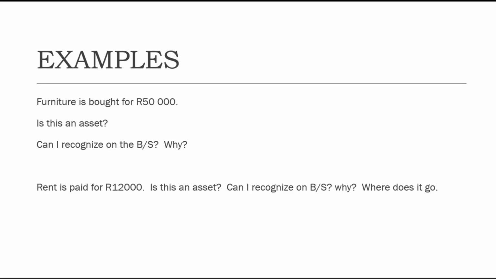So therefore, where does this go? What is this? What element is it? Remember, we spoke about the elements of the financial statements: assets, liabilities, income, expenses, equity. Which one is it? I wanted to say expense. Okay, all right. Why is that an expense? Do you remember the definition of an expense?